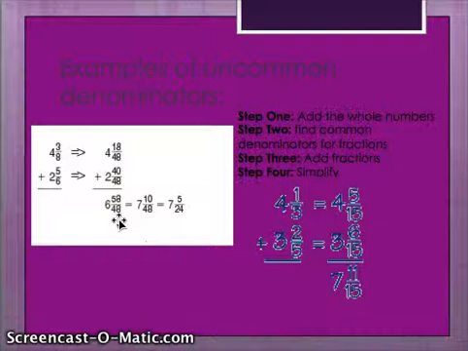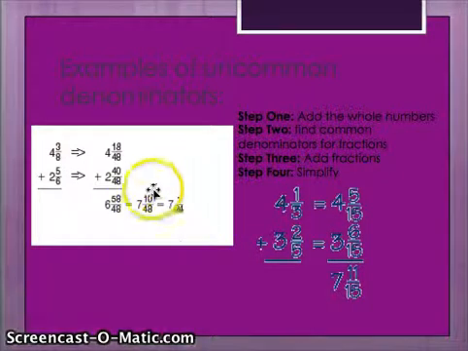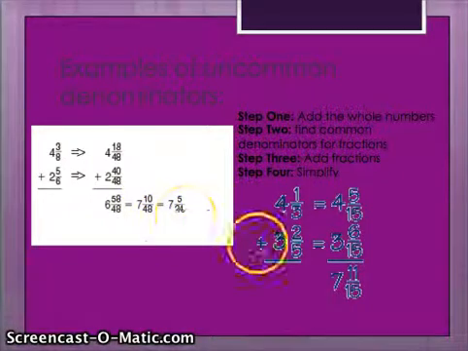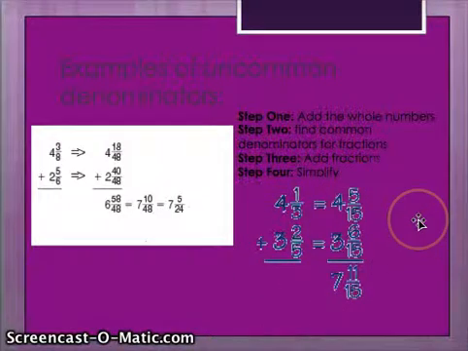Now I need to simplify because I know those are improper. So when I simplify, I get 7 and 10/48ths, but I know that I can make that smaller because they have a common denominator. Therefore, the answer is 7 and 5/24ths. I have another example here that you can go over on your own and just try it and practice to see if you can get the same result.